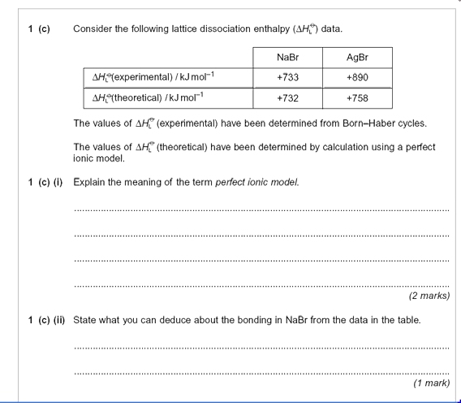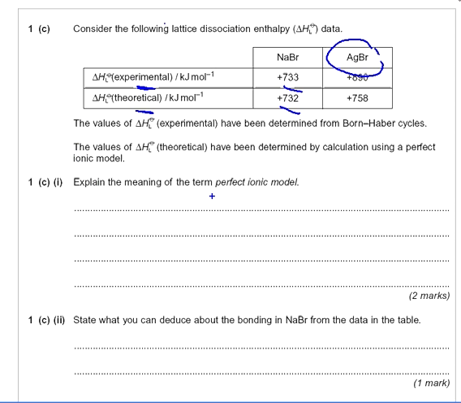Now, if we look at our data, we've got experimental and theoretical enthalpies of dissociation. And as I'm reading this, one thing I pick up on is that these two numbers are pretty much the same, while the ones for sodium bromide are quite similar, and silver bromide's are very different. The values for delta H L experimental have been determined from Born-Haber cycles. The theoretical values have been determined by calculation using a perfect ionic model.